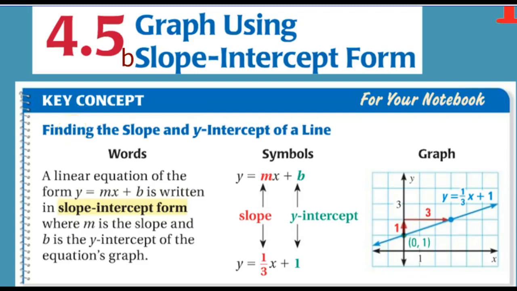Welcome back. Today we are continuing to talk about graphing using slope-intercept form. If you remember from yesterday, slope-intercept form is y equals mx plus b, where m is our slope and b is our y-intercept. So b is where the line crosses the y-axis, so right here it's at 1. Our slope here is 1/3, so we go up 1 over 3.